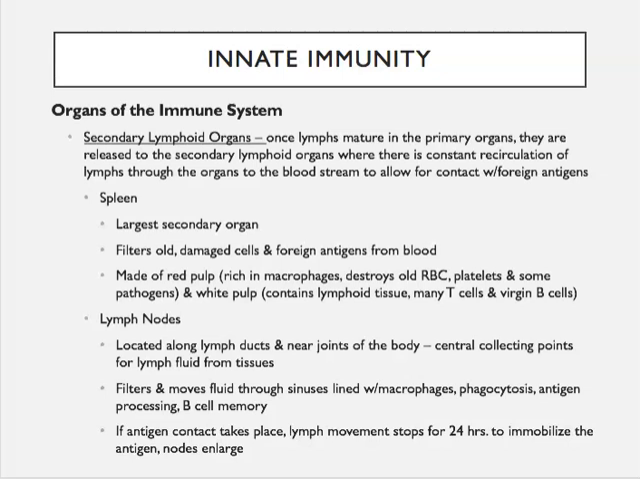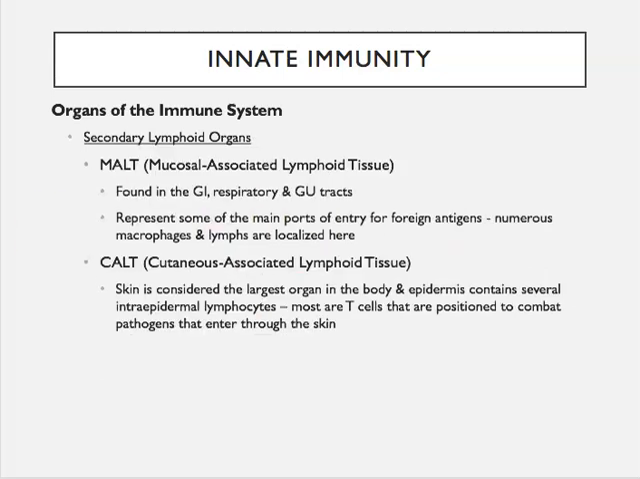When that happens, your lymph nodes will enlarge. Maybe you've noticed that happening before. Okay, the MALT, additional areas of lymphoid tissue include the mucosal associated tissue, known as MALT. So this is found in the gastrointestinal, respiratory, and urogenital tracts. Some examples include the tonsils, your appendix, Peyer's patches, specialized type of MALT that's located at the lower ileum of the intestinal tract. So these surfaces represent some of the main ports of entry for foreign antigens.